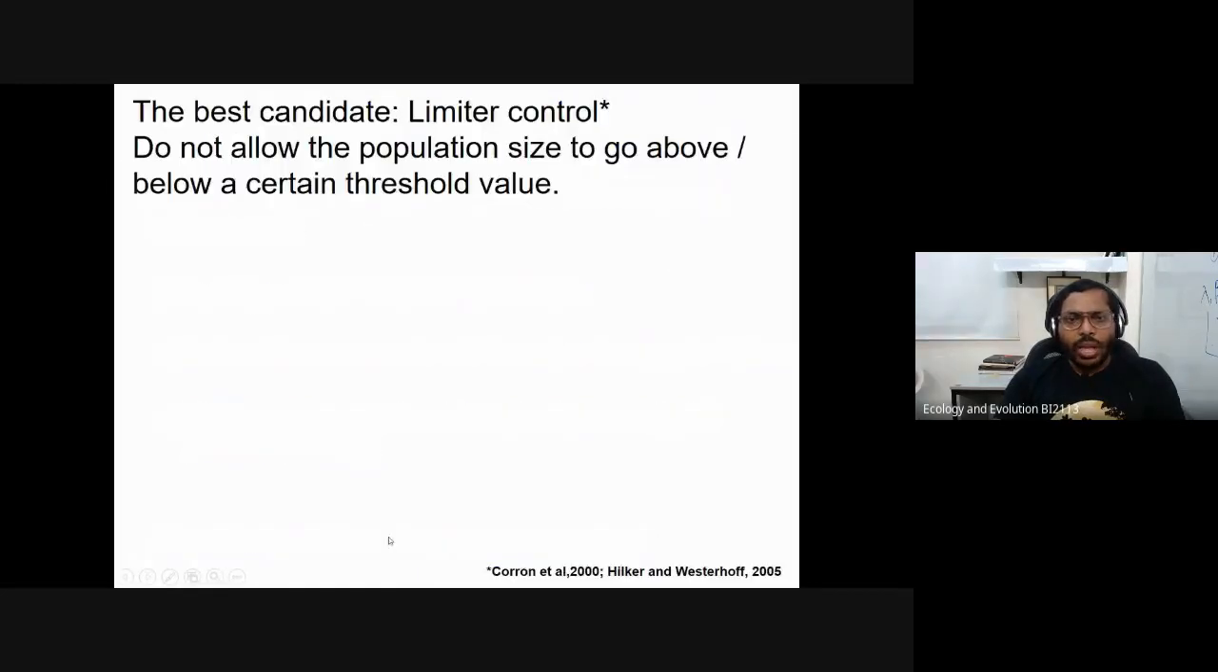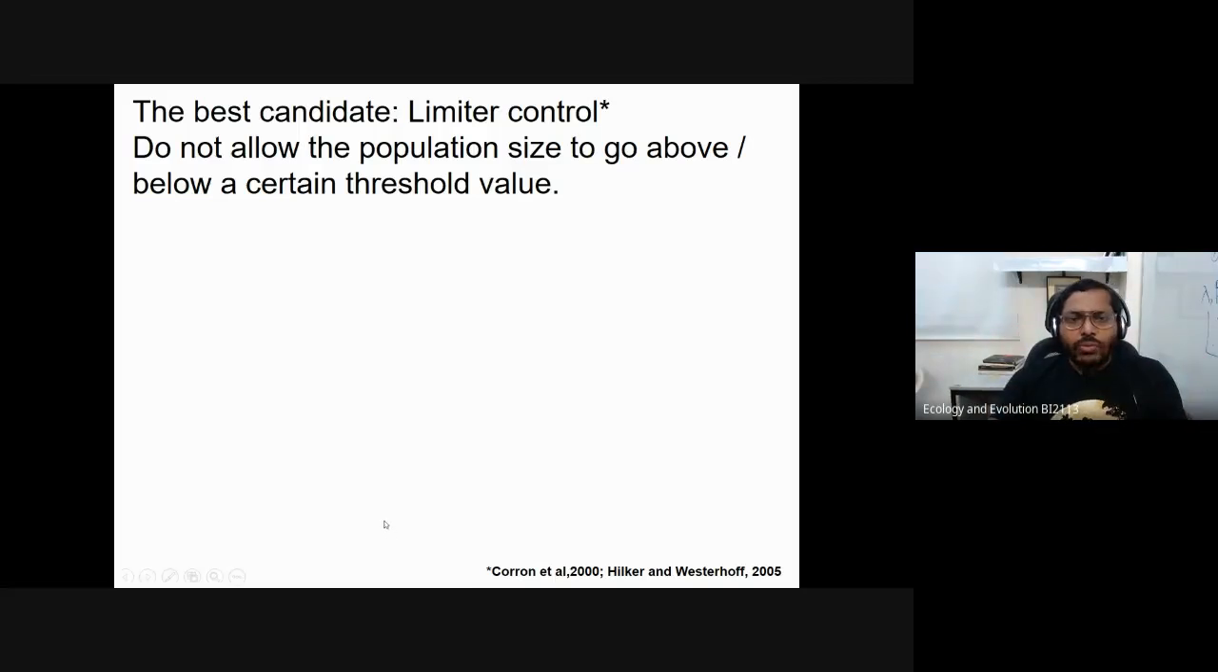So after looking at the literature, we looked at various classes of methods, and we figured out that from an experimental point of view, the class of methods which makes the most sense is what is known as limiter control. Limiter control says that essentially you do not allow the population size to go either above or below some kind of a threshold.